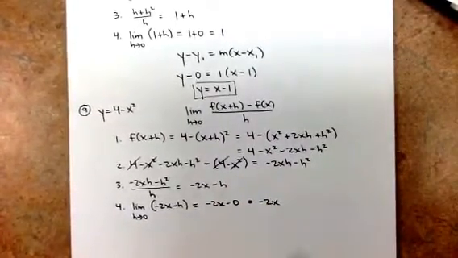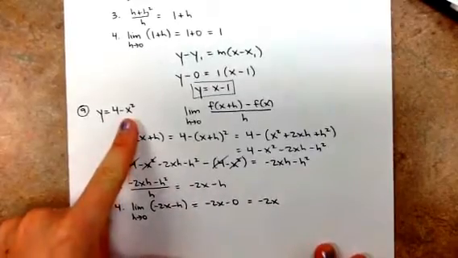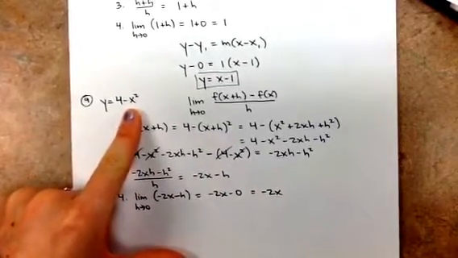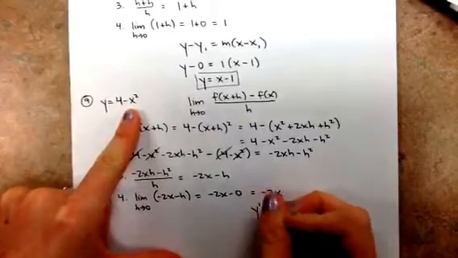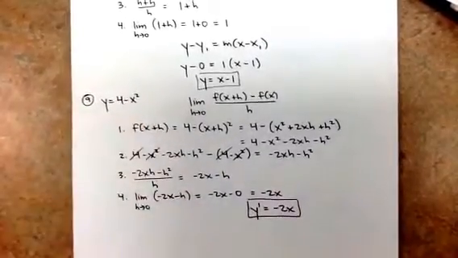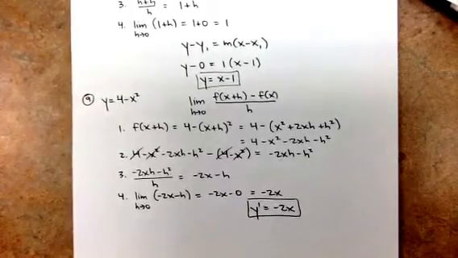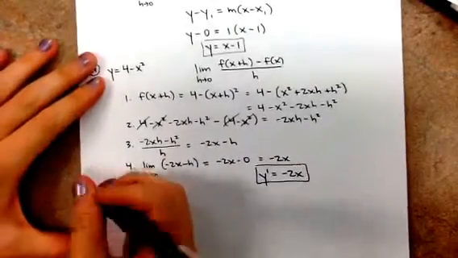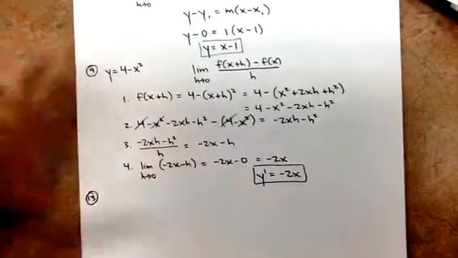So now that you guys know how to do these by hand, you should be able to confirm that yes, your answer should be negative 2x by using the power rule. So you can write y prime, that's our derivative notation, equals negative 2x. So that's a derivative function rather than just the derivative at a specific point. Okay, next, every other odd would be 13.